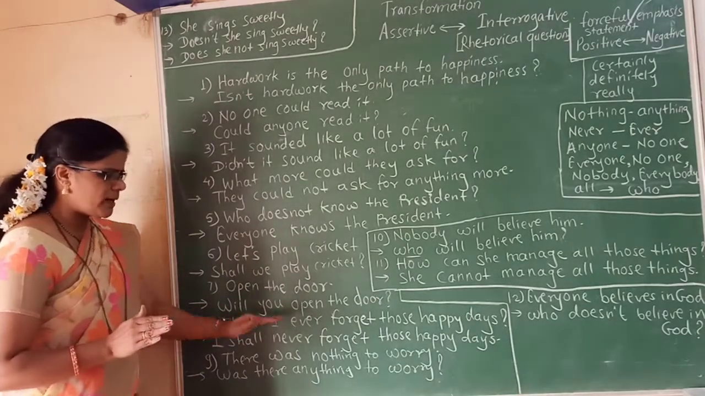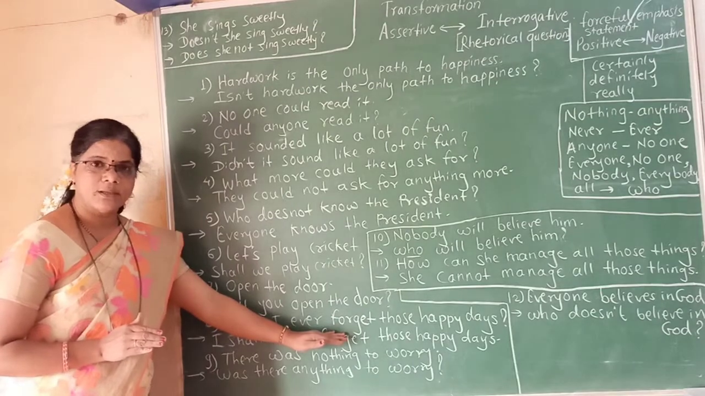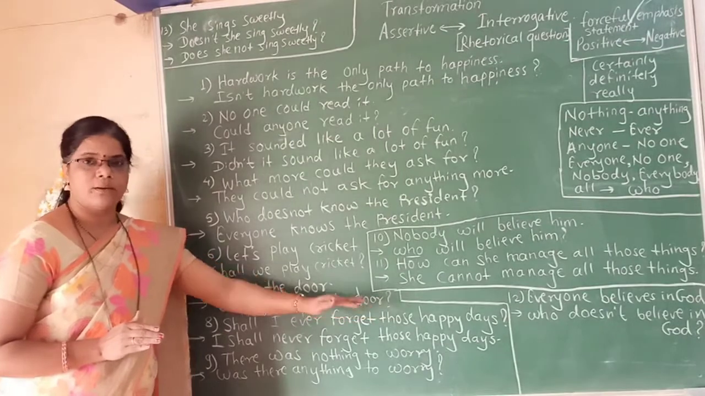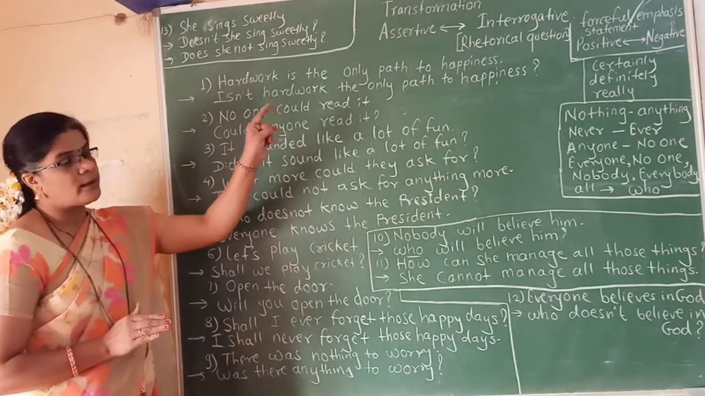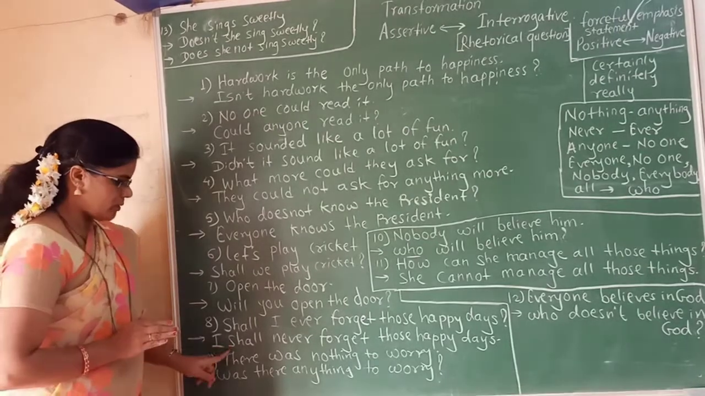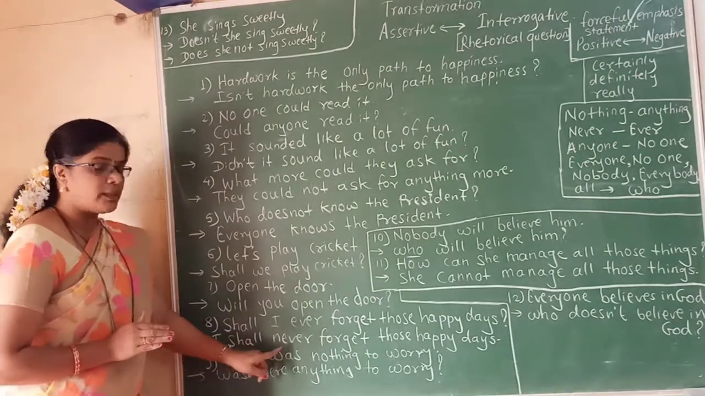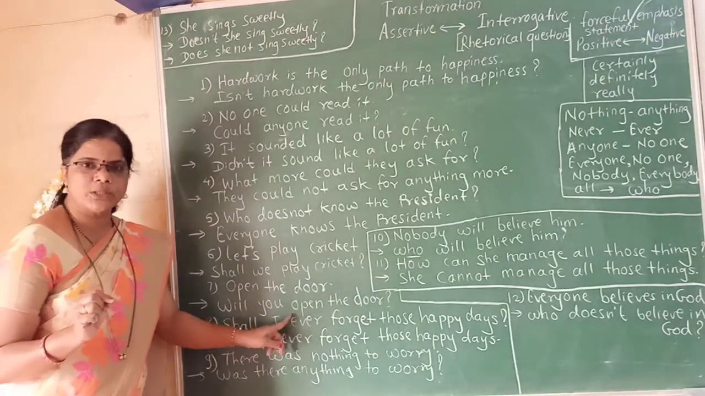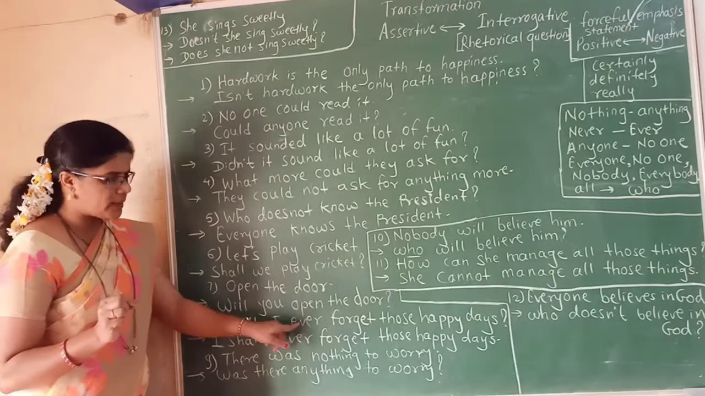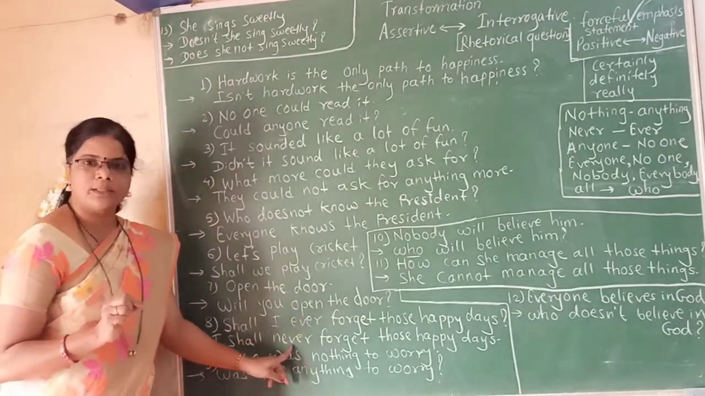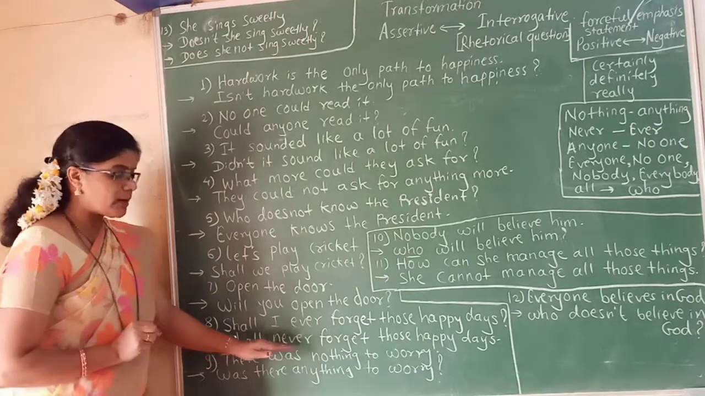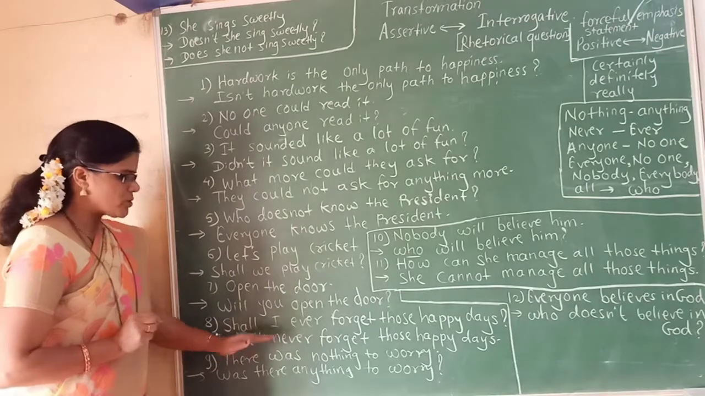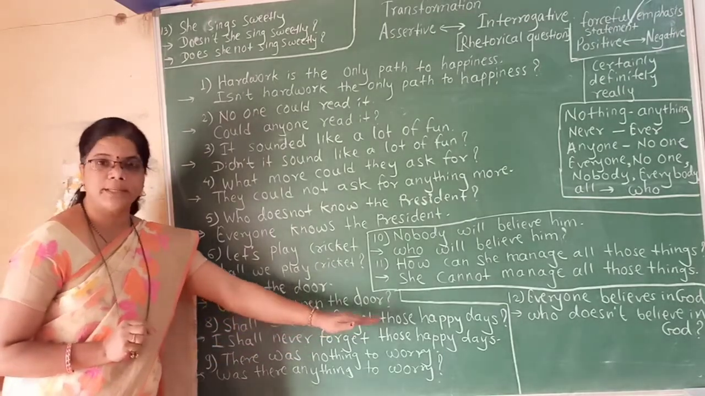Next one, shall I ever forget those happy days? Question mark. Interrogative sentence, a rhetorical question. So here we are going to change it into I shall never. Why never? Because here was the positive word ever. It should be changed to never. If never were in this sentence, we would have used ever. So here, I shall never, negative word. This sentence is positive, this sentence is negative. I shall never forget those happy days, full stop.